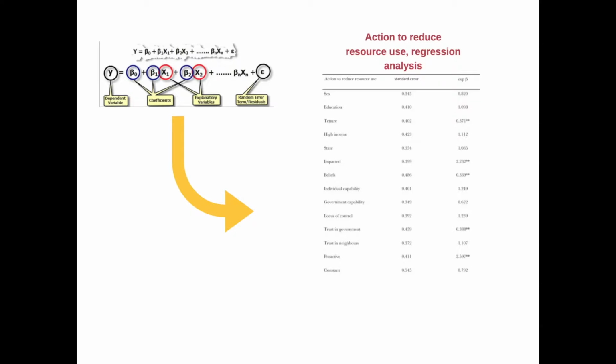The basic take-home message from this table is that when compared to renters, homeowners were significantly more likely to undertake action to reduce resource use, as were those who had been impacted by an environmental hazard, those who believed that climate change was having an impact, and those that lived in a proactive household who planned for the future. Conversely, households who trusted the government to take action were less likely to have undertaken action to reduce resource use. While other factors may have had an impact, the impact was insignificant.